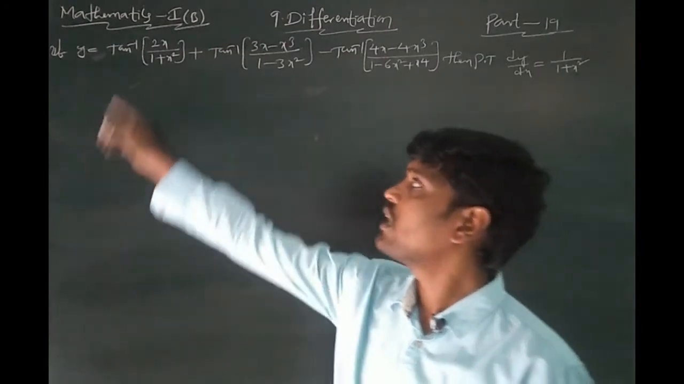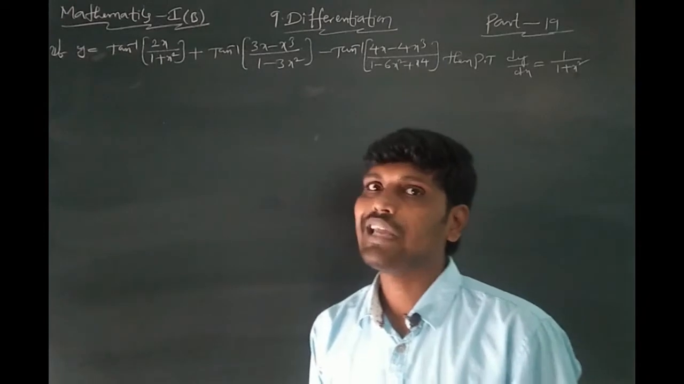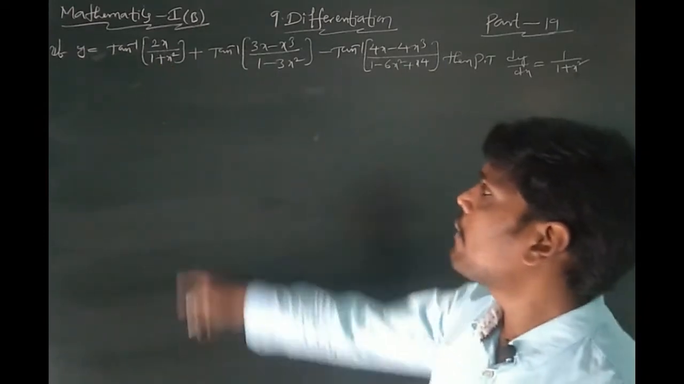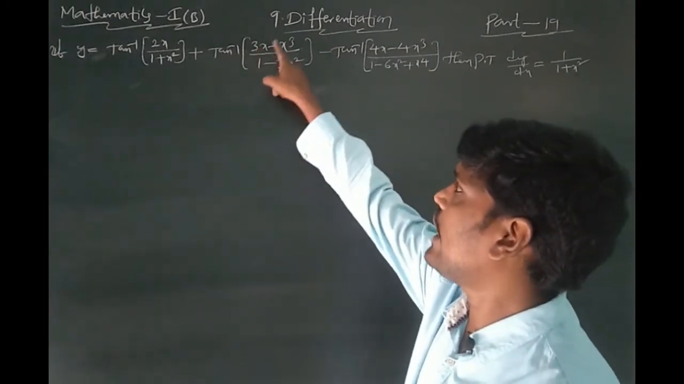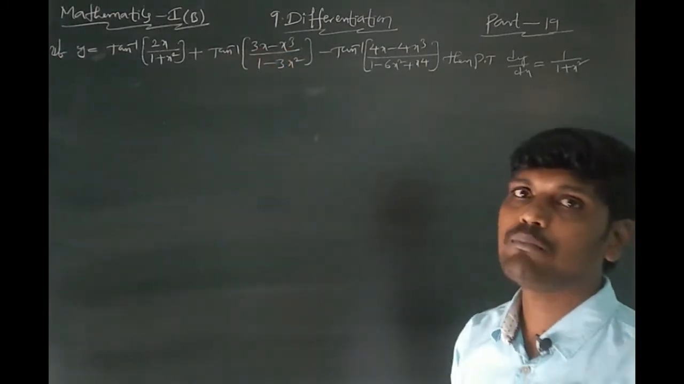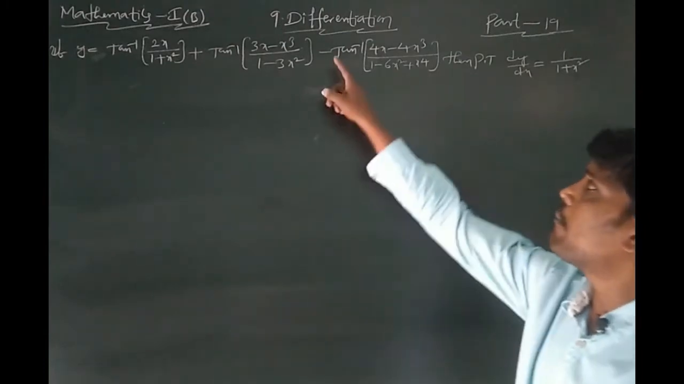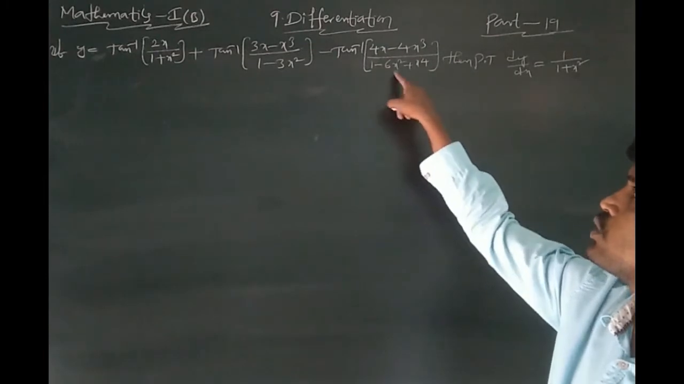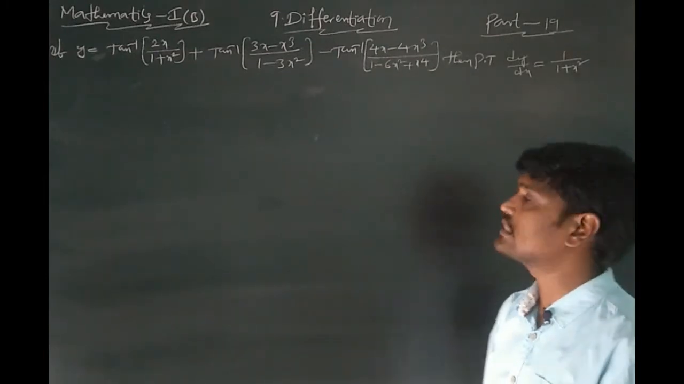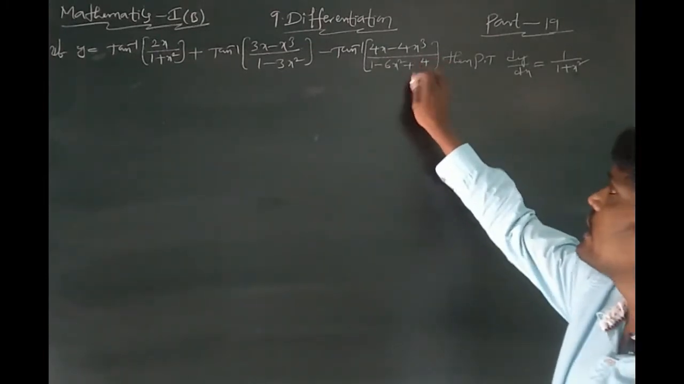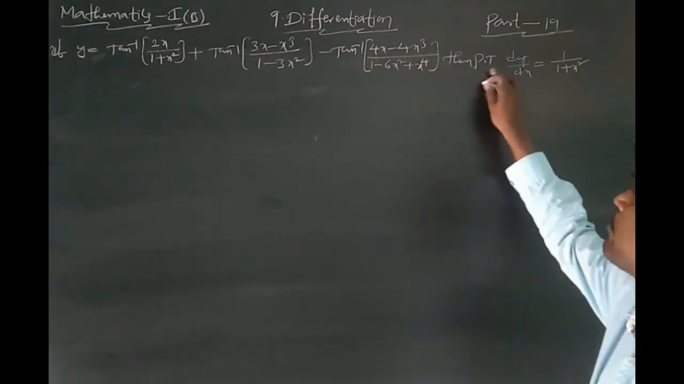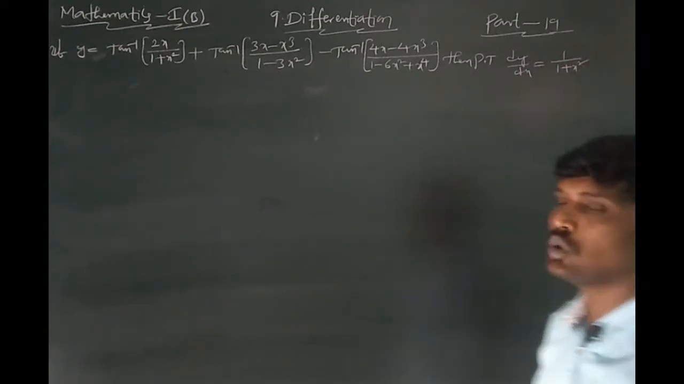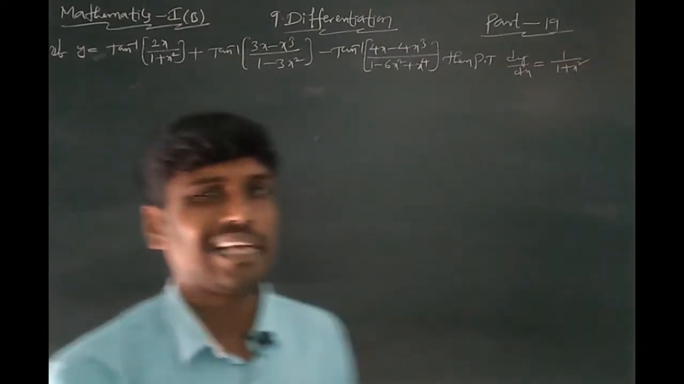If y is equal to tan inverse of 2x by 1 plus x square plus tan inverse of (3x minus x cube) by (1 minus 3x square) minus tan inverse of (4x minus 4x cube) by (1 minus 6x square plus x power 4), then prove that dy by dx is equal to 1 by 1 plus x square.